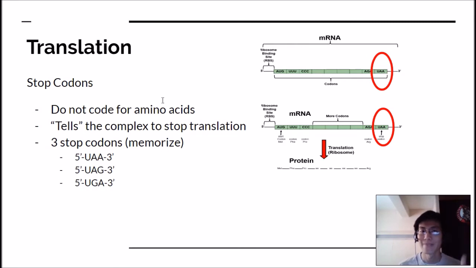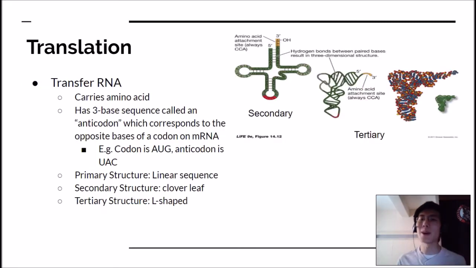Cool? So let's move on to tRNA or transfer RNA. So transfer RNA is a pretty cool component. It's another component of translation. And what's really interesting about tRNA is that it's what carries the amino acid. So if you get asked a question, what carries the amino acid before translation actually occurs, it's the tRNA. And more specifically, it has a 5' end and a 3' end, and the amino acid attachment site is always going to be on the 3' end.